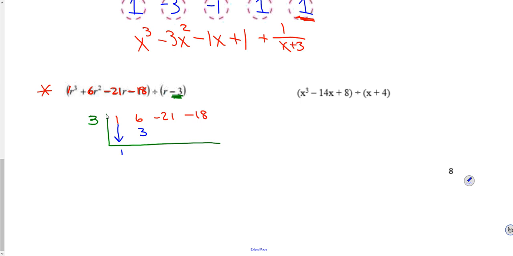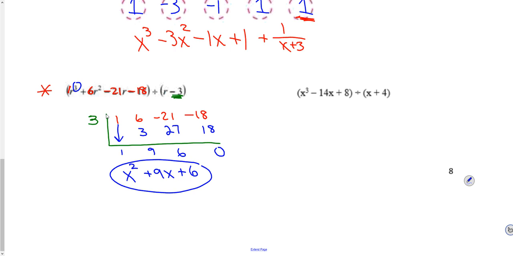6 plus 3 is 9. And then 9 times 3 is 27. -21 plus 27 is 6. And then 6 times 3 is 18. So when we combine, this gives us 0. Now we have to go back and look at the degree of the polynomial. The degree right here is 3. So to write our final answer, we would say x squared plus 9x plus 6. And then the 0 is the remainder, so we don't have to write it when it's 0. So this would be our answer.